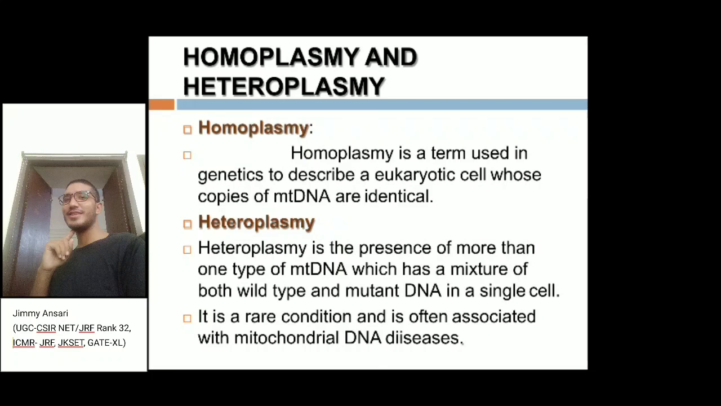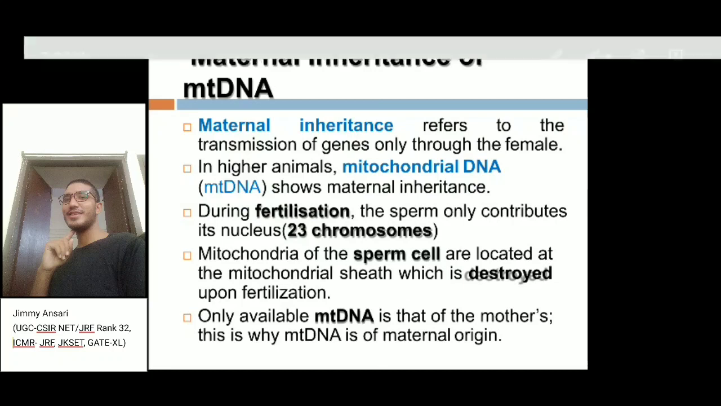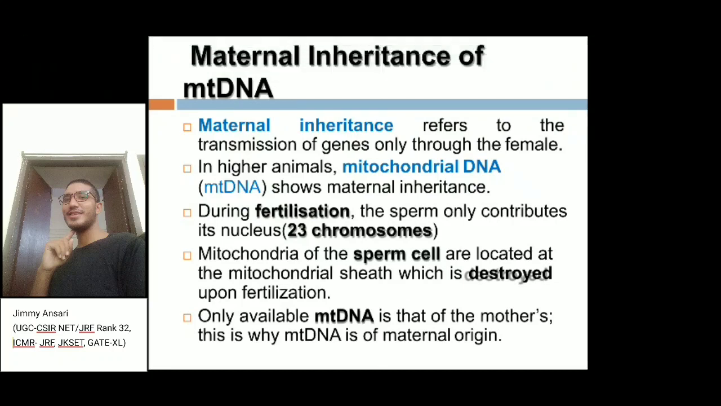Heteroplasmy is the presence of more than one type of mitochondrial DNA, which have different shapes or different copies. So generally the number of copies are exactly the same, but when there is a difference, it may cause disease.